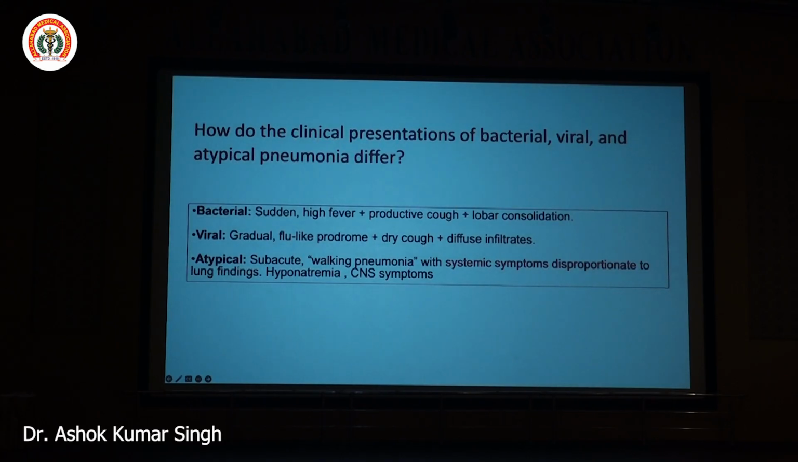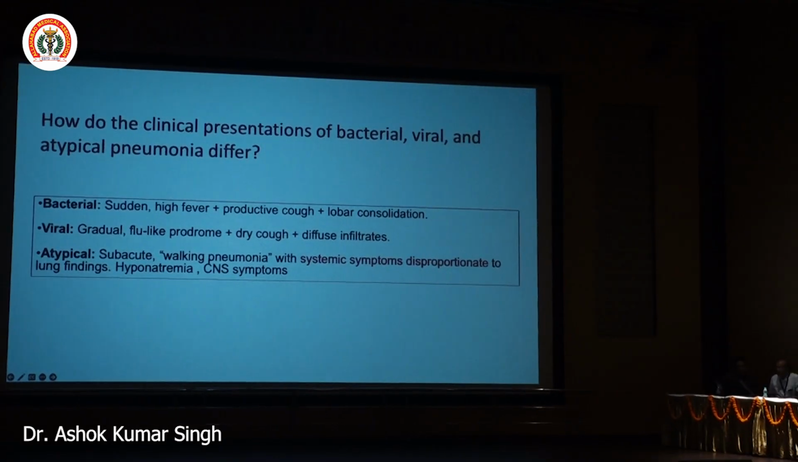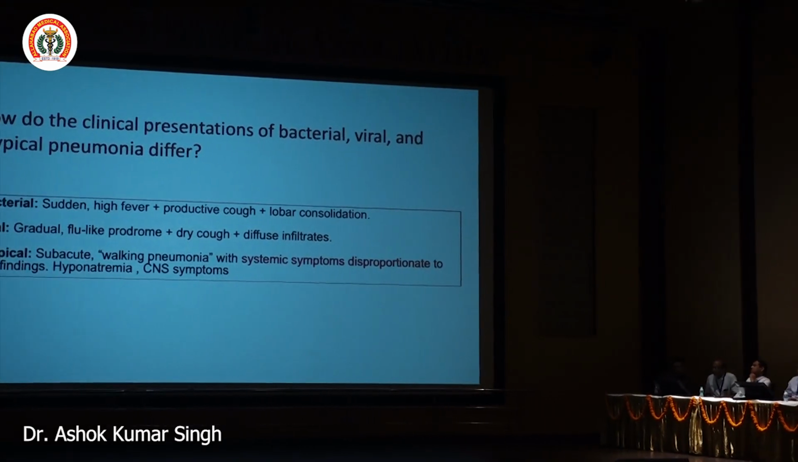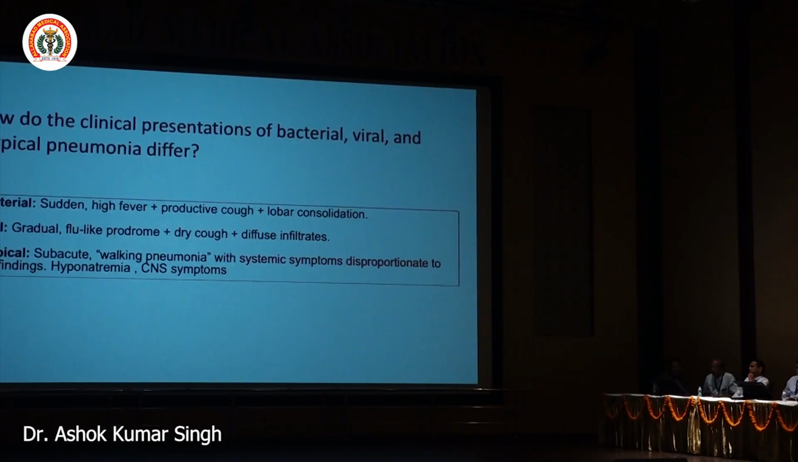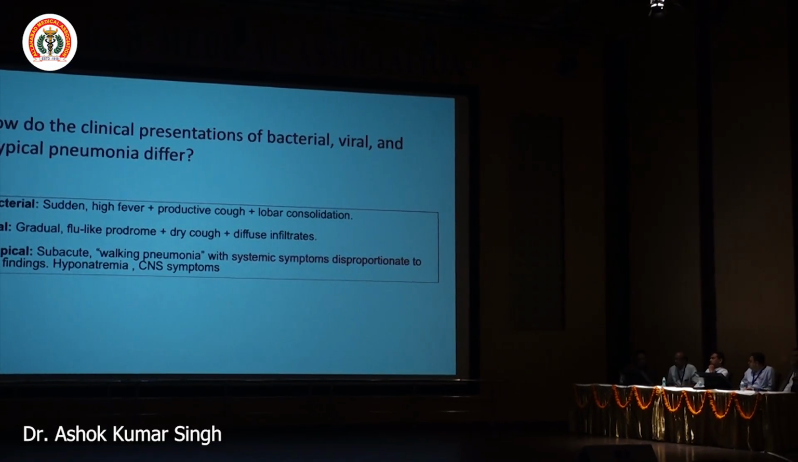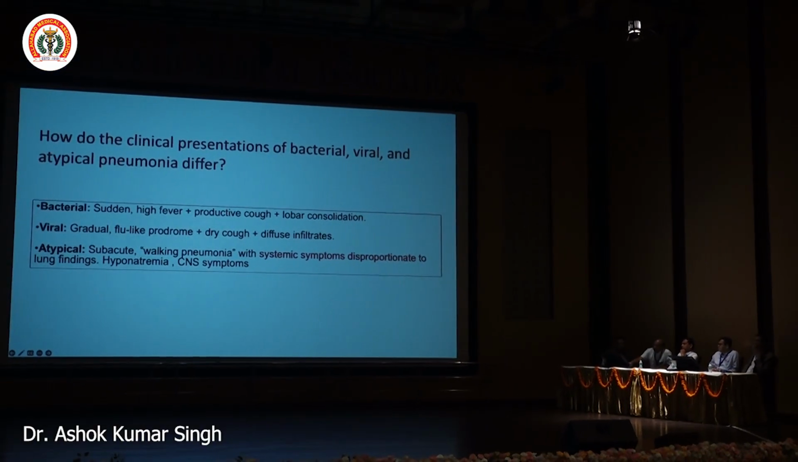How does the clinical presentation of bacterial, viral and atypical pneumonia differ? Although it is not a gold standard sign, by taking a history, we can make a little bit of a difference. Dr. Puneet, can we take out some points by history that this patient is probably having bacterial pneumonia, this patient is having viral pneumonia?